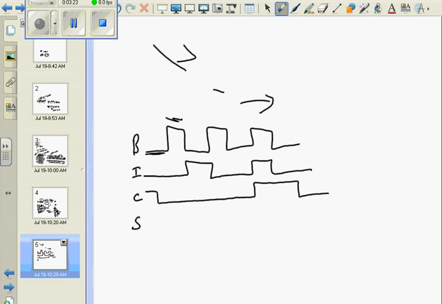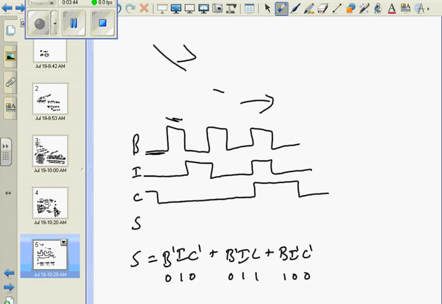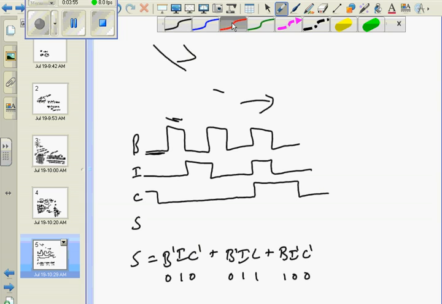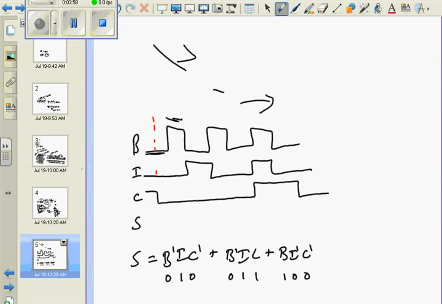So remember our expression again. We have the sum is equal to B' I C', or B' I C, or B I' C'. So this is basically saying when B is a 0, I is a 1, and C is a 0. When B is a 0, I is a 1, and C is a 1. And when B is a 1, I is a 0, and C is a 0. The sum is going to be a 1. Otherwise, it's going to be 0. So anytime any of the inputs change, you have to reevaluate the sum.